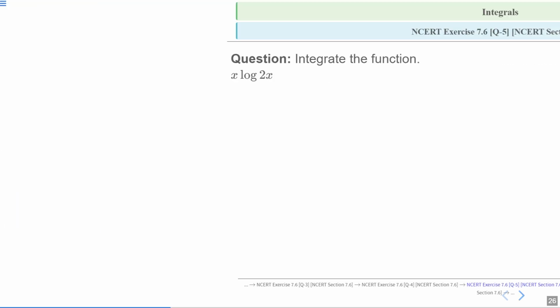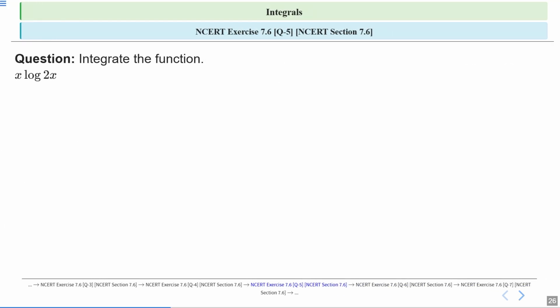You understand? Now we have another question, number 5, that is we have to integrate the function x log 2x. So just think as in question number 4, which function we have to take as u and which function we should take as dv.